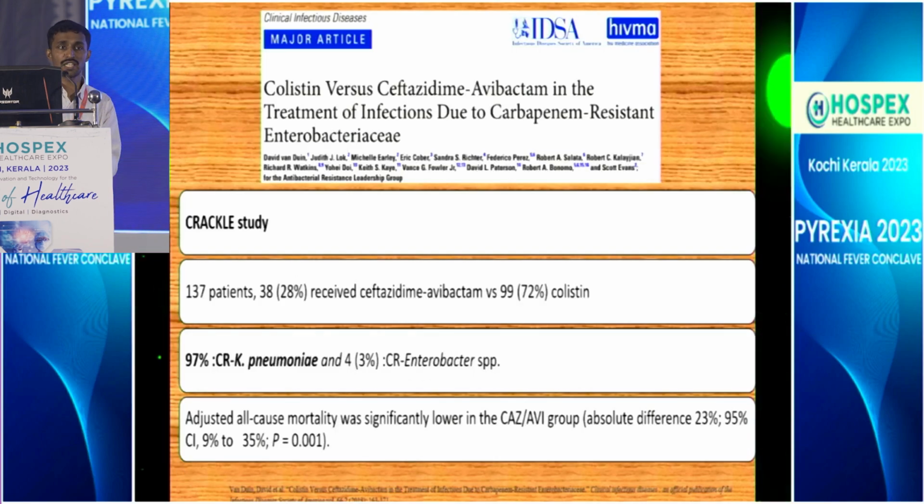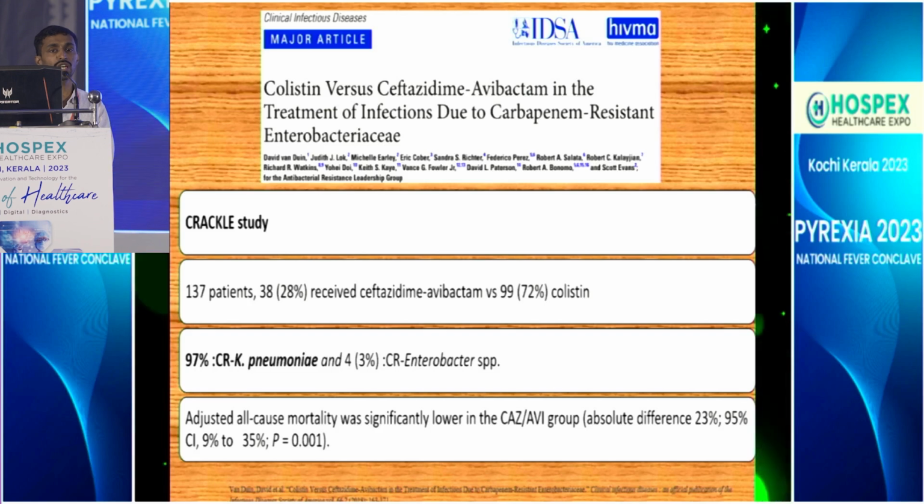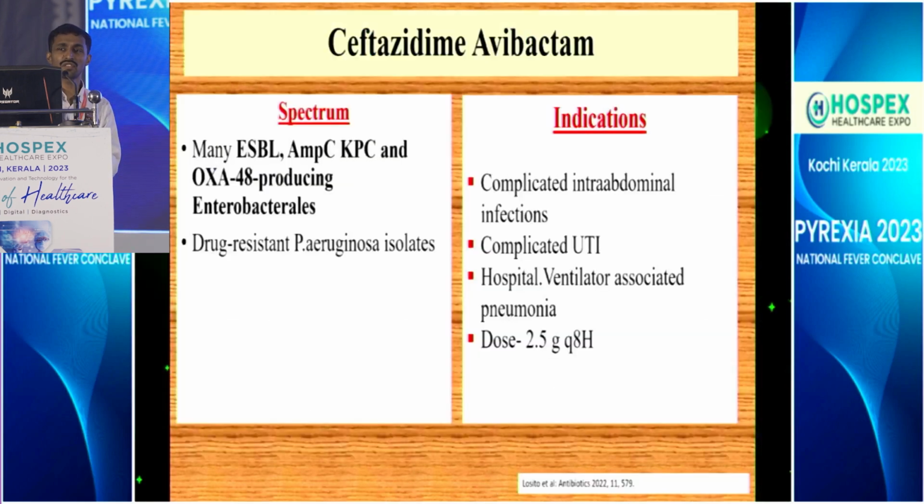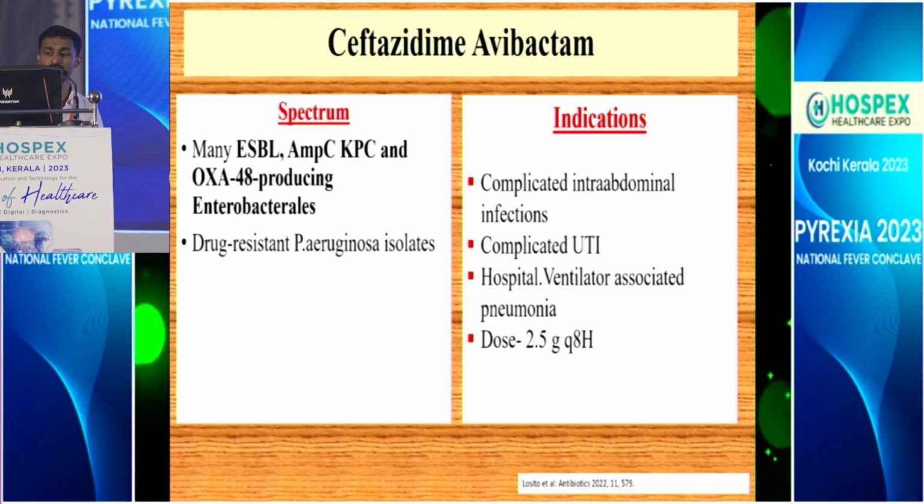So this was a study named the CRACKLE study, where colistin was compared head to head with ceftazidime avibactam in such organisms, which showed a good amount of positive result with ceftazidime avibactam. So this is the new drug that is available all over our country or everywhere in Kerala. It will take care of all these resistance mechanisms, ESBL, AmpC, OXA. It is a good drug for Pseudomonas also, and it can be safely given in intra-abdominal infection, UTI, ventilator associated pneumonia, and the dosing would be 2.5 gram 8th hourly.